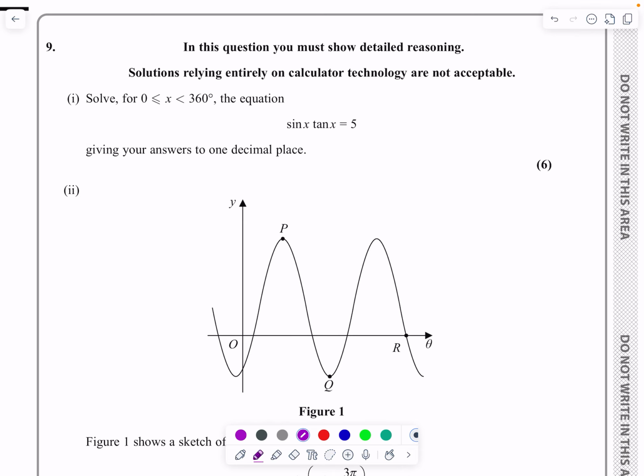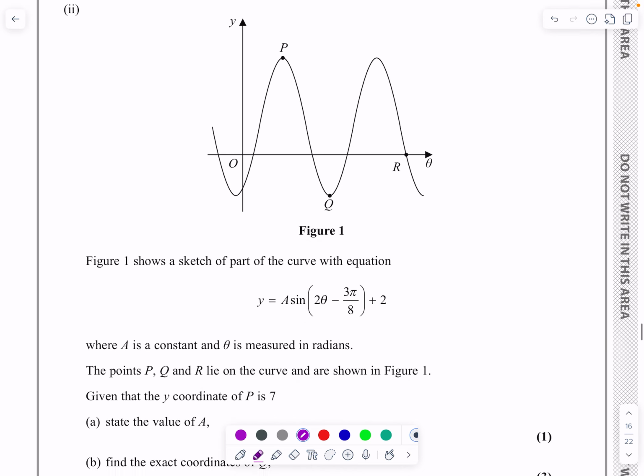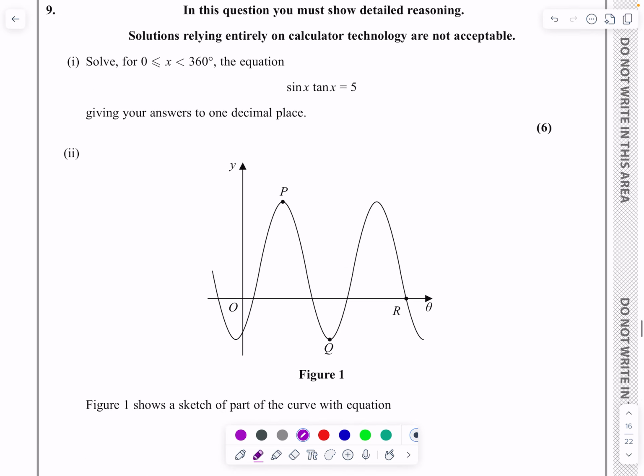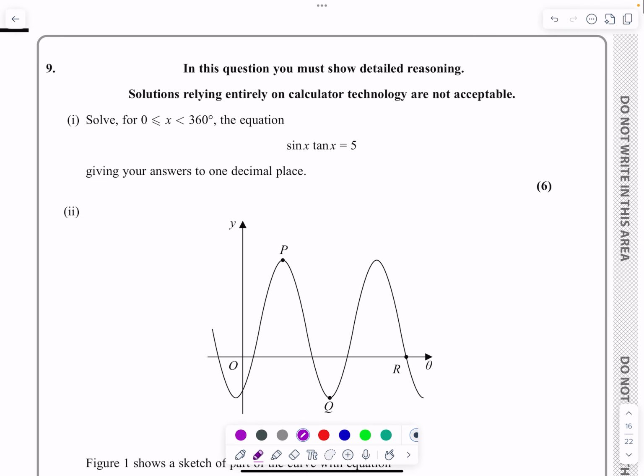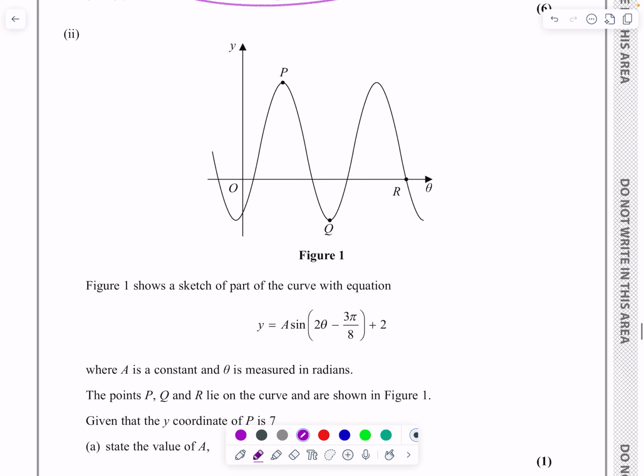Okay, this is the P2 paper from January 2024. This is question number 9, which is a trig identities and equations question. The first part is solving this trig equation for x from 0 to 360, and the second part's a little bit more complicated. We'll have a look at that when we get that far.